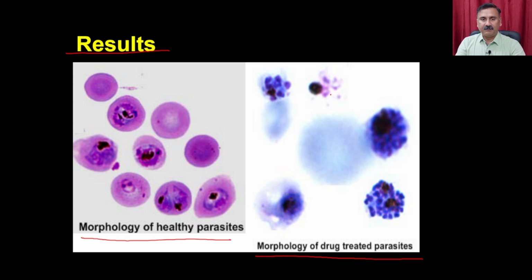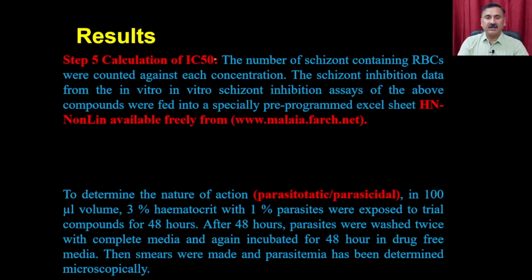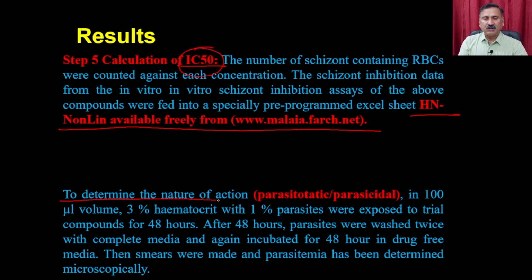Taking these data into account, you can calculate the inhibitory concentrations. You can calculate the IC50, and you can use this particular online tool to calculate the IC50. To determine the nature of the action, which means whether the inhibitor is killing the parasite or only stopping the growth, you can do the reactions without the inhibitor for 48 hours, and that's how you can know that also. So this is all about the traditional approach that we have discussed.